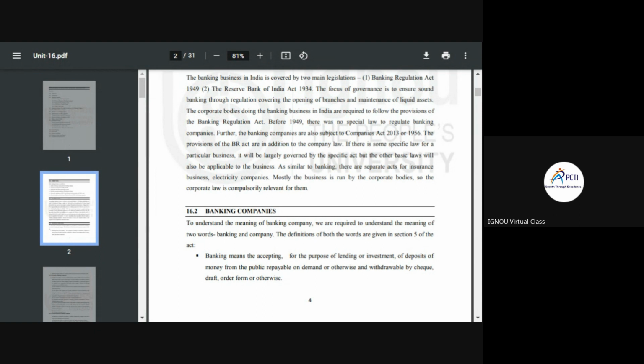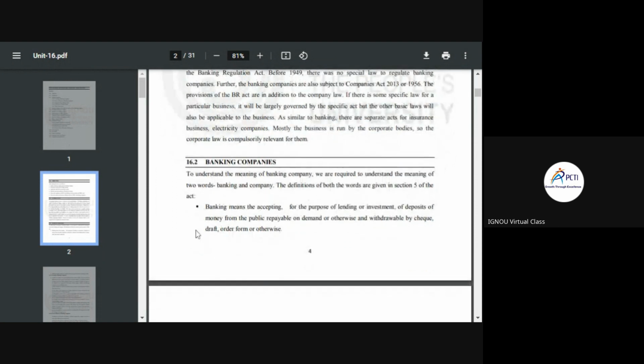As we all know, the Companies Act 2013 is the main thing nowadays. So the provisions of the Banking Regulation Act are in addition to the company law. If there is some specific law for a particular business, it will be largely governed by the specific act, but the other basic laws will also be applicable to the business. Similar to banking, there are separate acts for insurance business and electricity companies. Most businesses are run by corporate bodies, so the corporate law is compulsorily relevant for them.